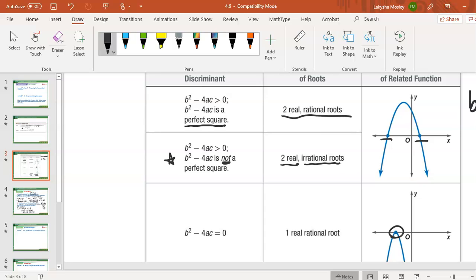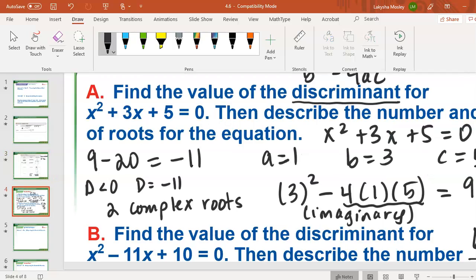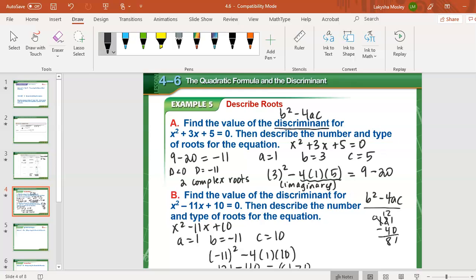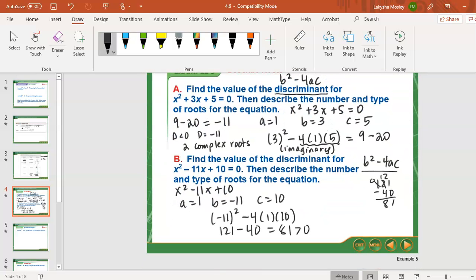If b squared minus 4ac is greater than 0, but if it's a perfect square, it means I have two real rational roots, which means I can just have nice clean numbers like negative 10 or 2 or 15, or even a fraction is okay, right? So we go back here and I'm going to zoom in, sorry.